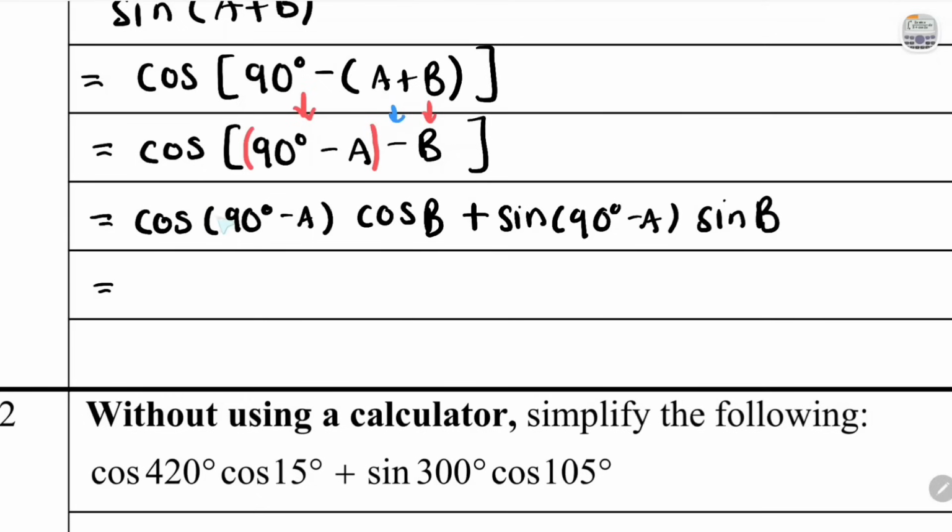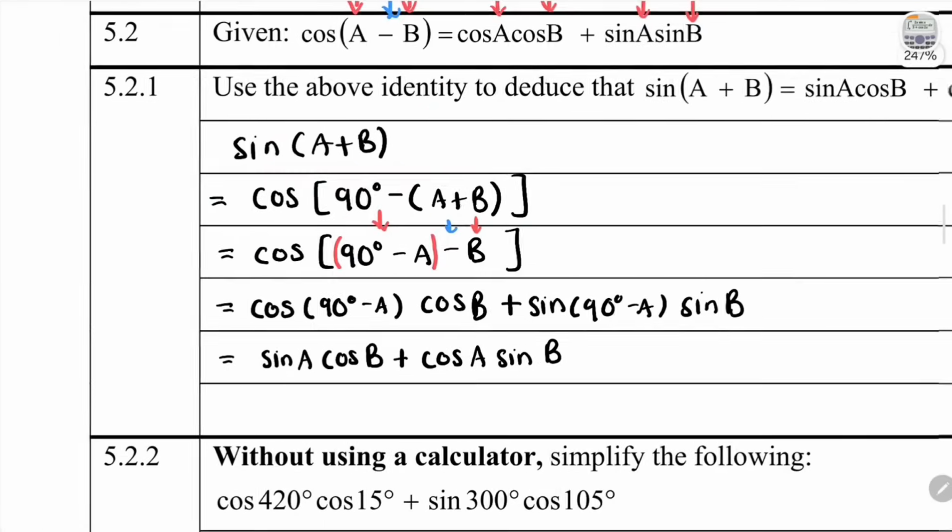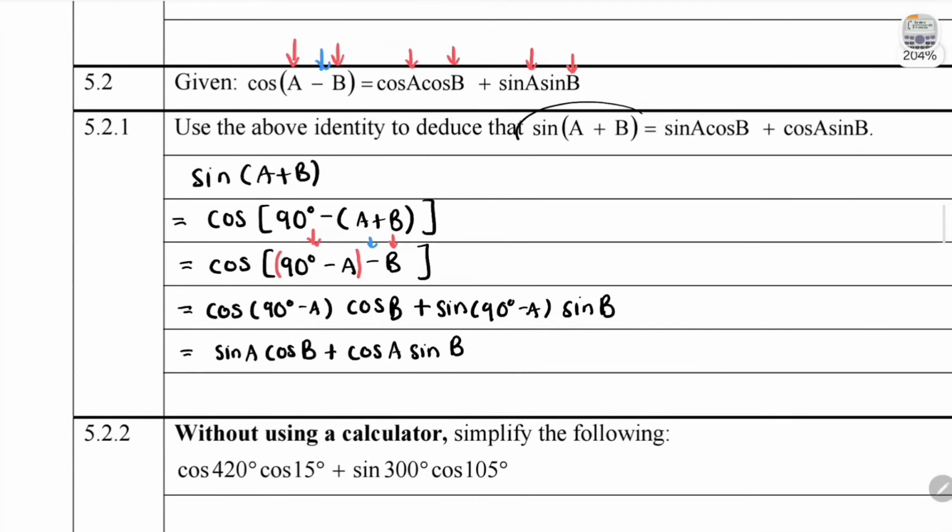So this is equal to cos 90 degrees minus A, which is a cofunction, and we know that that simplifies to sine A. And then we have times cos B, plus sine 90 degrees minus A. That's also a cofunction, which simplifies to cos A, and then we have sine B. And there we go. We have created the identity for sine A plus B using the rules of cos A minus B.